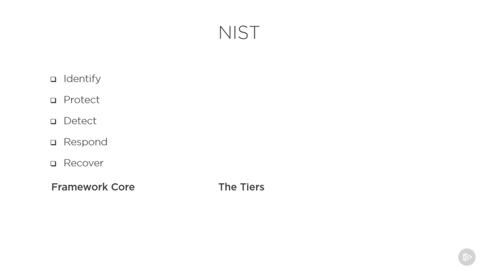The tiers characterize your company's practice over a range, from partial to risk-informed to repeatable or even adaptive. These tiers reflect the progression from informal reactive responses to approaches that are extremely agile and risk-informed. Now, during the tier selection, your company should consider its current risk management practices, the threat environment, if there's any legal or regulatory requirements, as well as business and mission objectives, and finally the organization constraints.